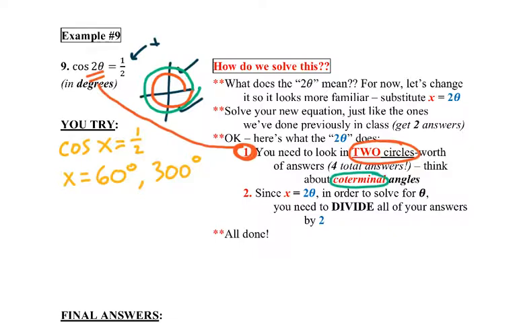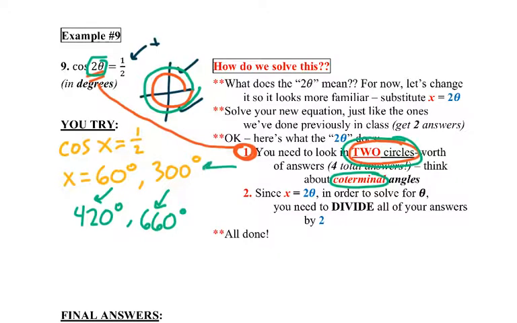So if the first answer was 60, the second time around, if you add a full circle to that, 360, you get 420. So here's another answer. And if you add a full circle to 300, you get 660. Again, why did we do that? Because it's a 2 theta. 2 theta says we need to look into 2 circles worth of answers.